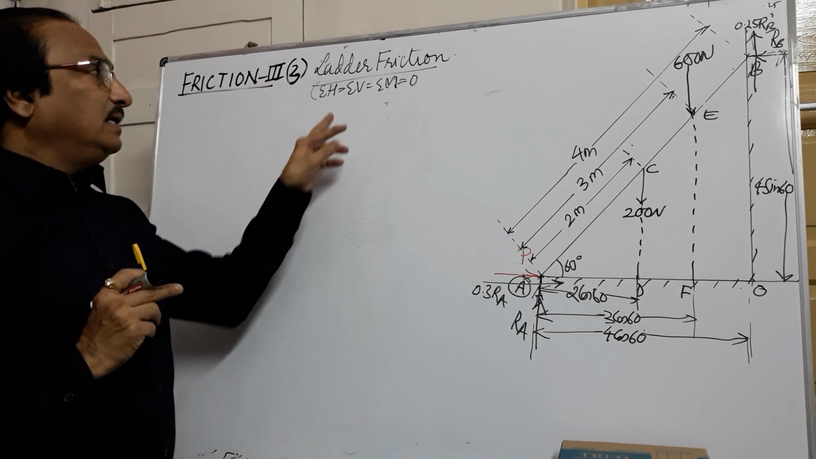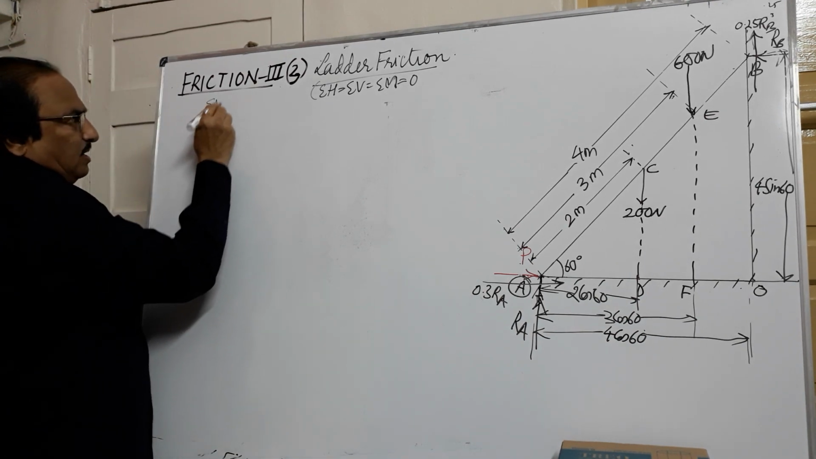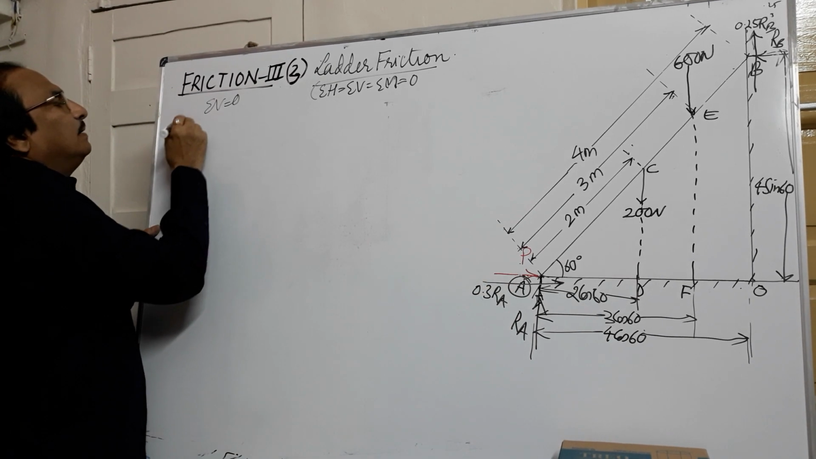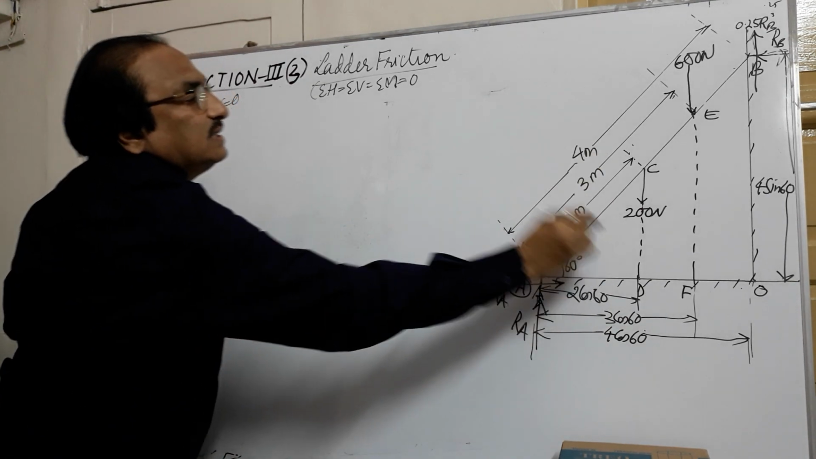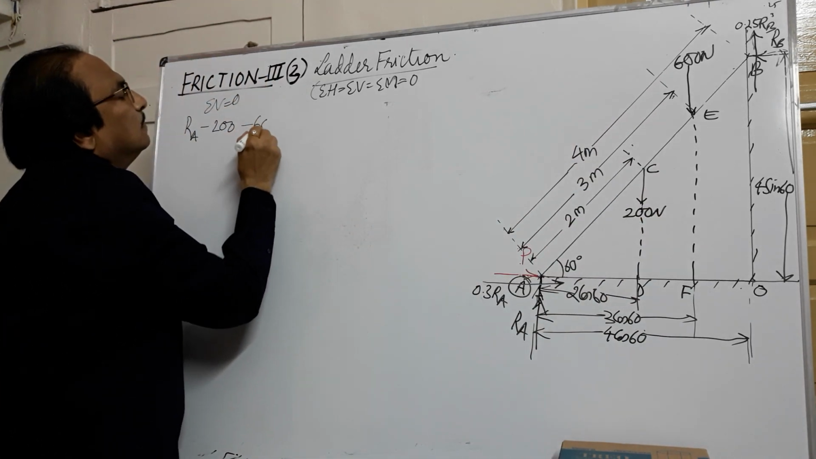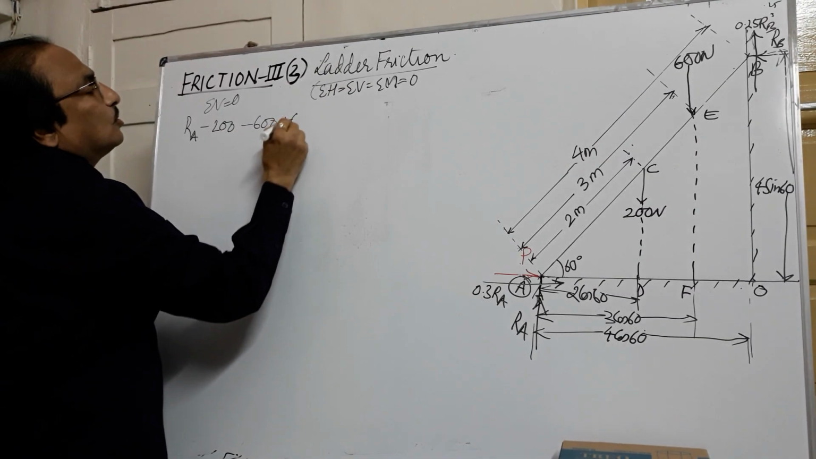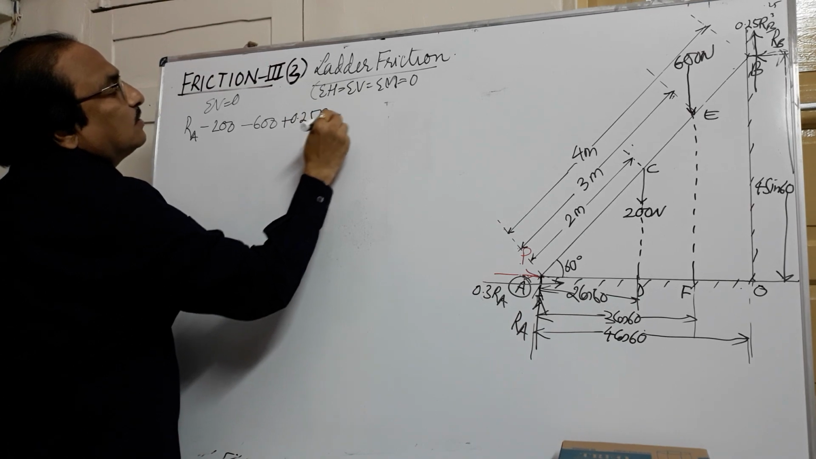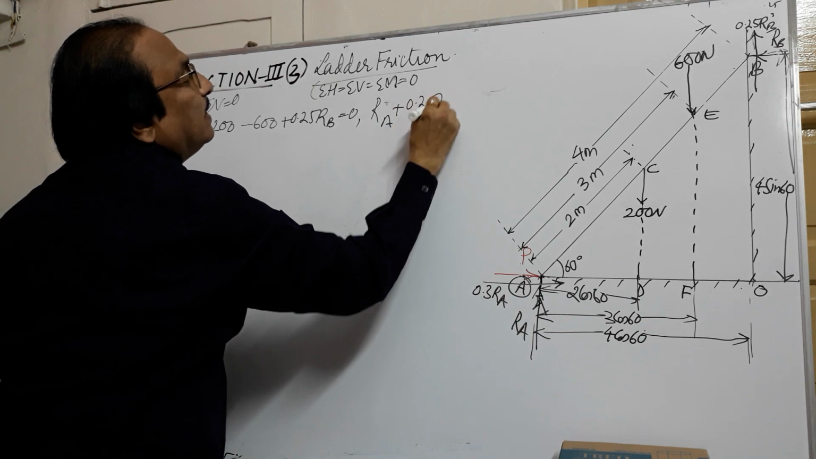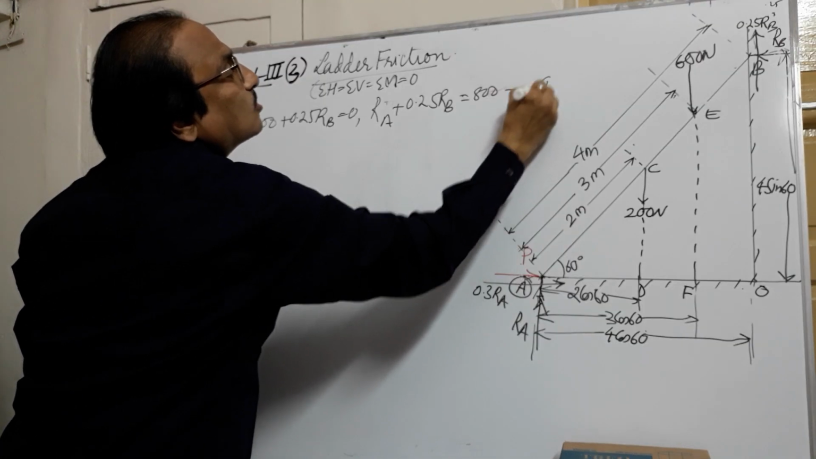So now we will apply the conditions of equilibrium. Sigma V equal to 0. RA is acting up, 200 is acting down, 600 is acting down, and 0.25 RB is acting up, plus 0.25 RB is equal to 0. If you simplify this, RA plus 0.25 RB will be equal to 600 plus 200, which is 800. Let us call this 1.